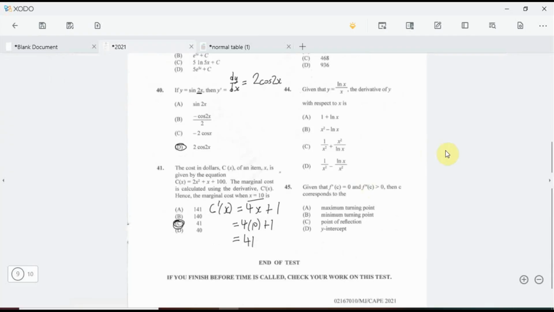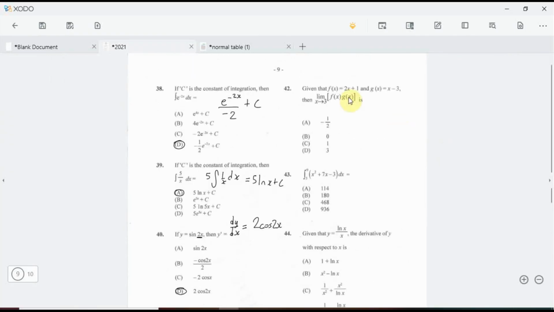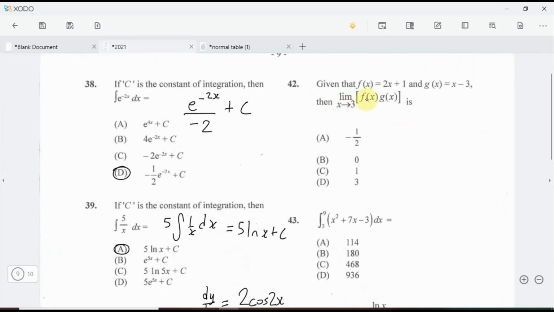Now, looking now to question 42. 42 says, given that f of x is 2x plus 1 and g of x is x minus 3, what's the limit of f of x, g of x? Now, the limit of the product is the product of the limit. So first thing we need to find is the limit as x approaches 3 of f of x, which is the limit as x approaches 3 of 2x plus 1, which is 2 times 3 plus 1, which is 6 plus 1, which is 7.